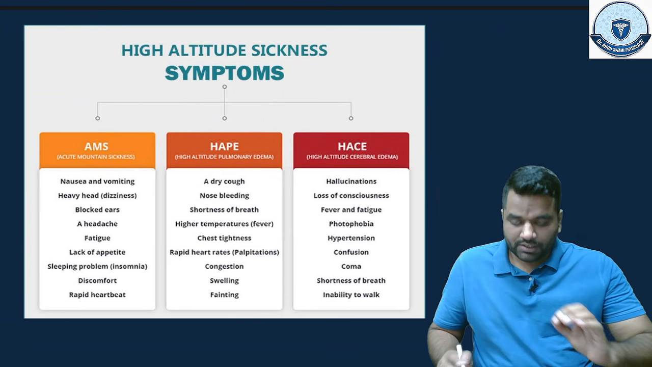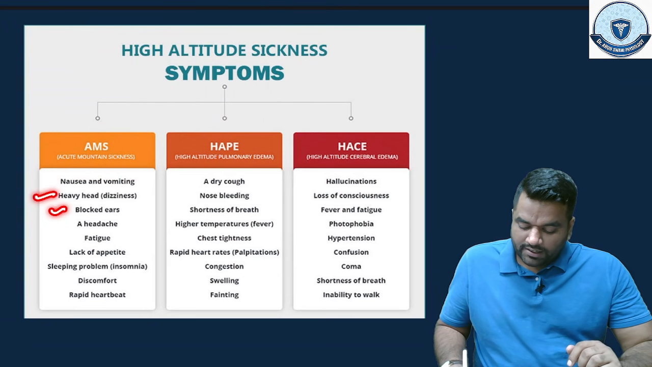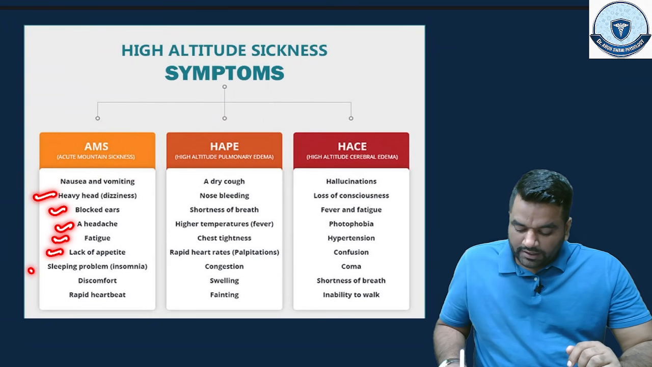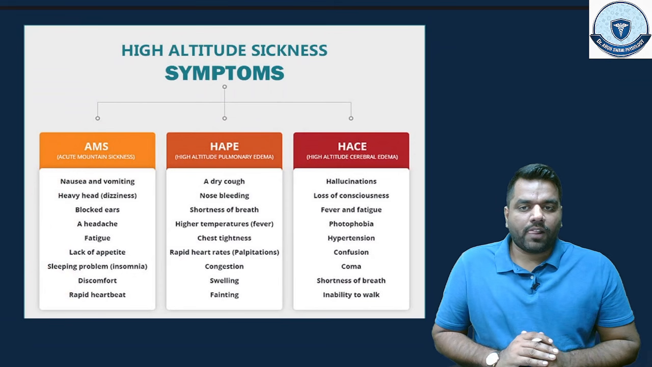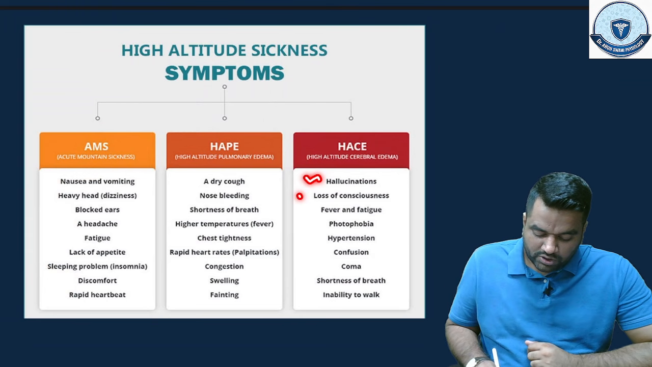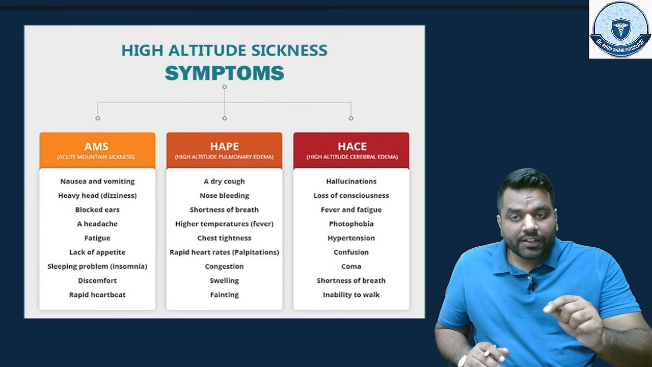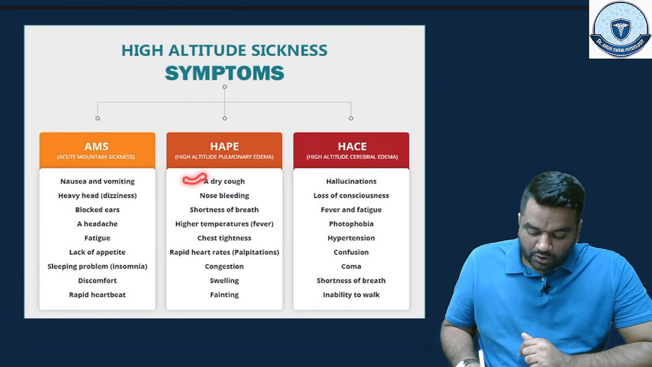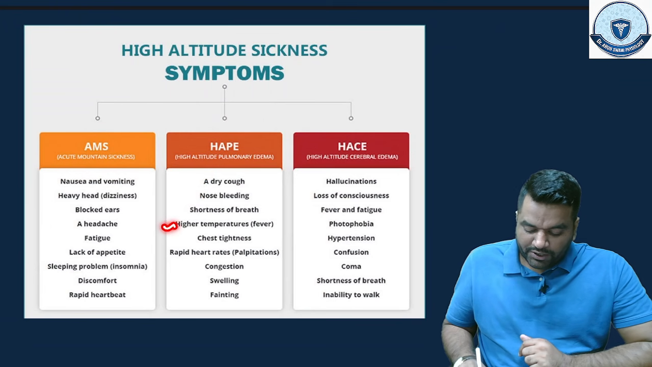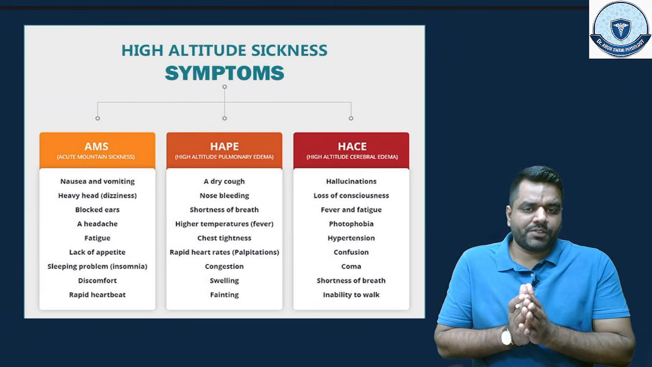And guys, the symptoms in acute mountain sickness are nausea, vomiting, dizziness, blocked ears, headache, fatigue, lack of appetite, insomnia, discomfort, and rapid heartbeat, right? In high altitude cerebral edema, there will be hallucination, loss of consciousness, fever, photophobia, hypertension, confusion, coma, shortness of breath, and inability to walk. In high altitude pulmonary edema, there will be dry cough, nose bleeding, shortness of breath, higher temperature, chest tightness, rapid heart rate, congestion, swelling, and fainting. So guys, these are the symptoms which you have to remember.